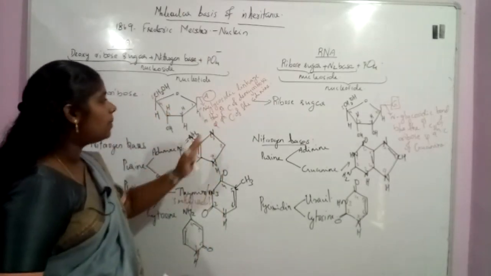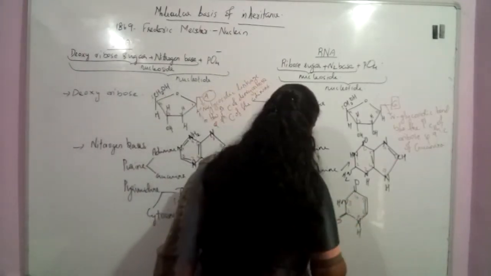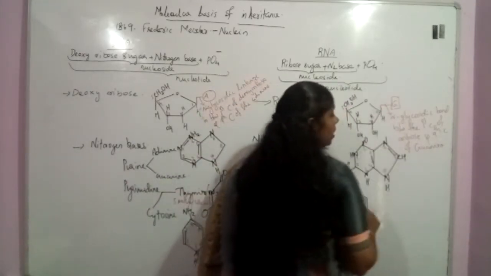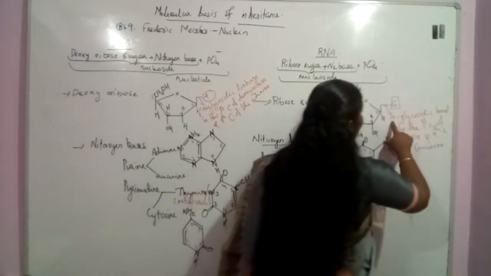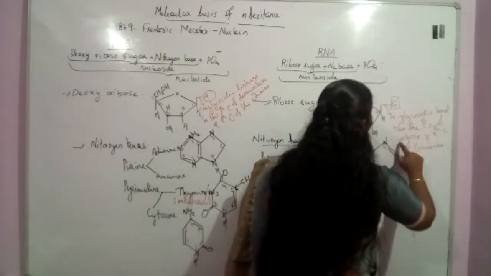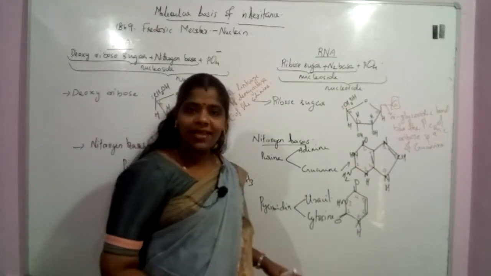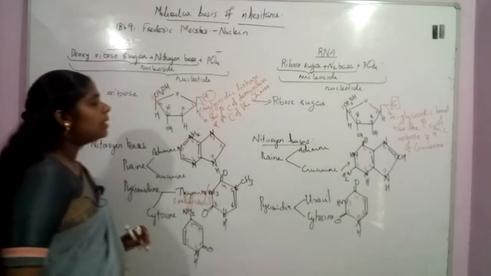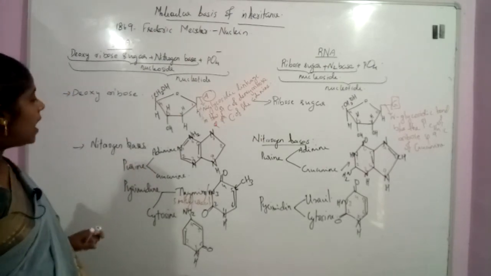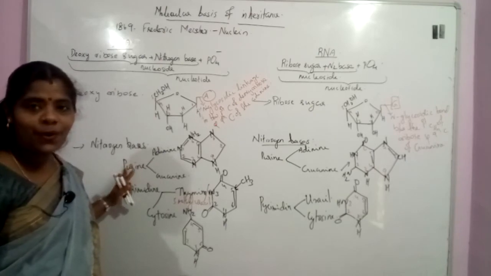Here, the 9th carbon becomes the first carbon. Similarly here also, the cytosine can attach at the first carbon of the ribose sugar by an N-glycosidic bond between the first carbon of the ribose sugar and the first carbon of the cytosine. Okay, look at how many types of nucleoside we got there. There are different types of nucleoside formed, right?